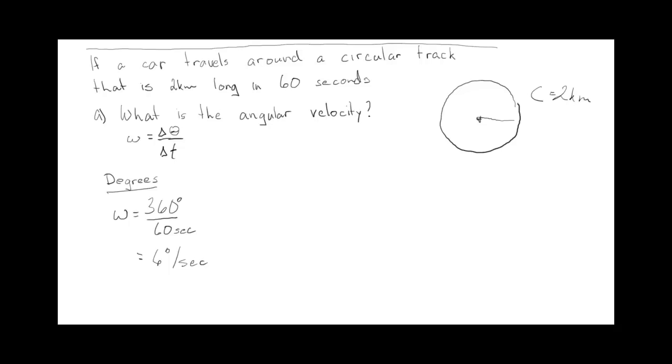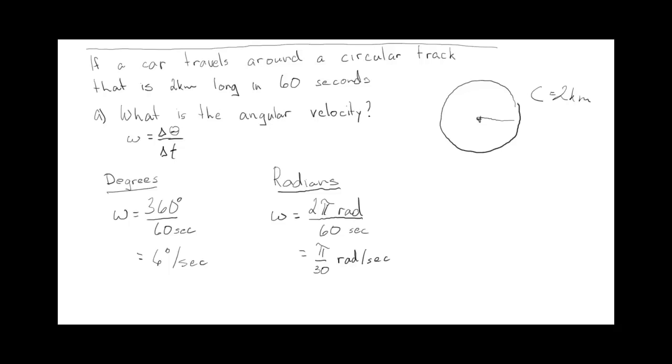If we wanted to do this in radians, how many radians does it go around the track in one revolution? If you remember, one revolution is 2 pi. So 2 pi radians per 60 seconds. 2 pi divided by 60, we would reduce to pi over 30, and that would be radians per second.